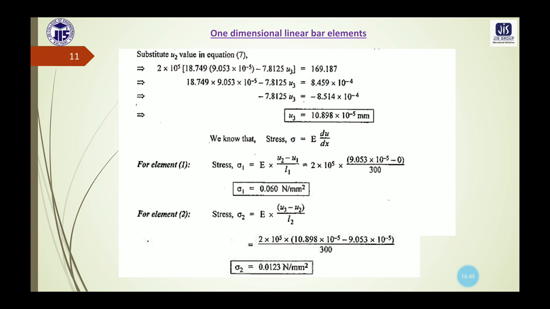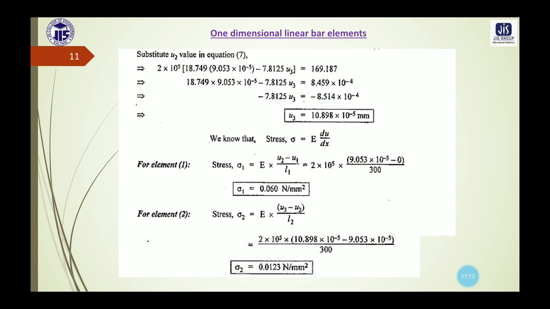Now if we put the value of u2 in any of the equations of 7 and 8, then we can easily find the value of u3, which we are getting here is 10.898 into 10 to the power minus 5 millimeter.